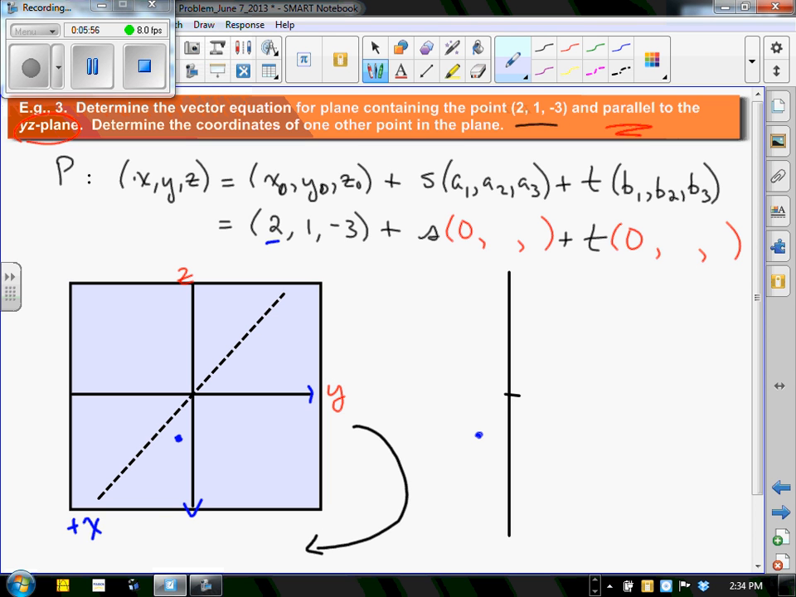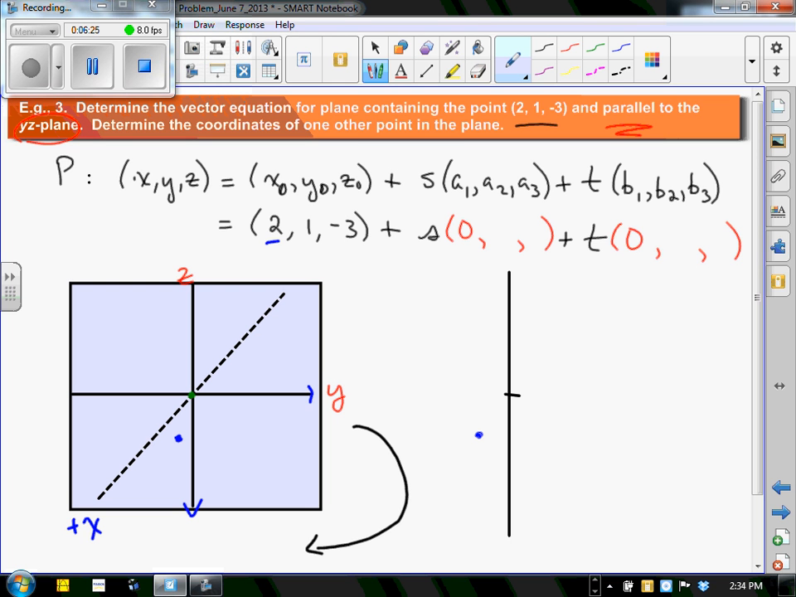So the reason why I show you these things is so that we can get a visualization of the problem, and maybe through that visualization we come up with a solution. Now the only thing that we could possibly have going for us in terms of the YZ plane is the fact that it is referenced to the origin, and that is here.